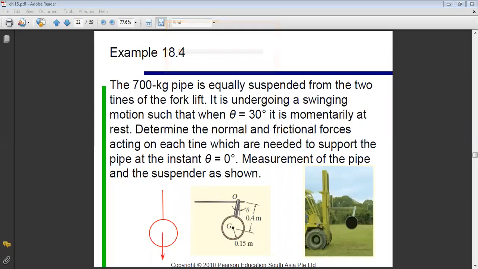Okay? So they asked for the normal and frictional forces. So let's assume I want to calculate. So this is, let's say, this is F, and this is N. You can see that W and N are along what? Along UN, and the friction force is along UT. Okay? So this is F, this is N.